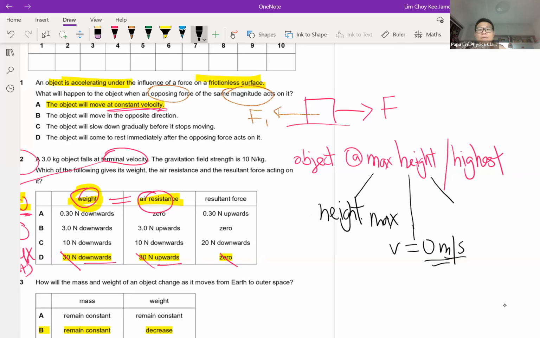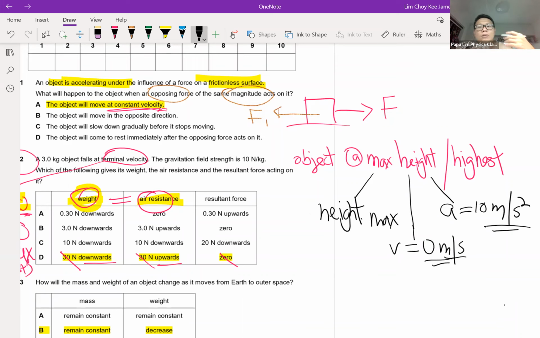So gravitational field strength 10 is still affecting the object. Which means the acceleration experienced by the object at that point is what we call your gravitational field strength, or your free fall acceleration due to free fall, which is 10 meters per second square.